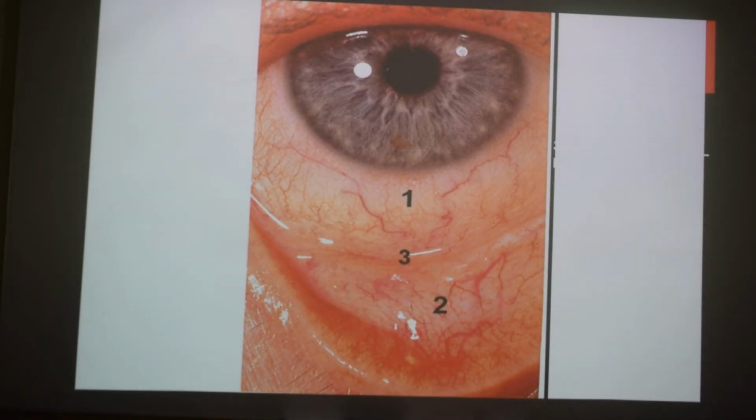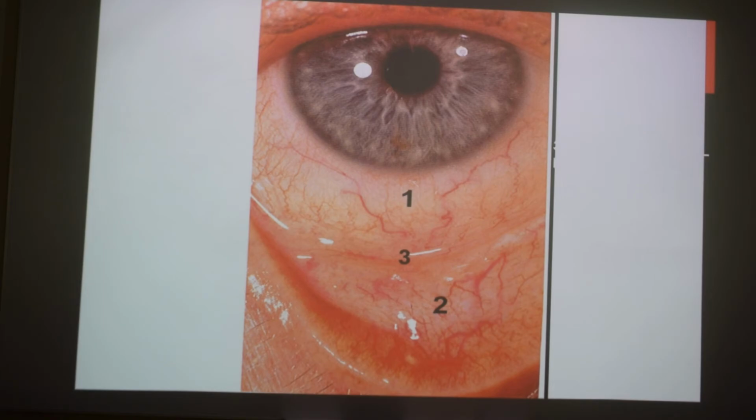Now we are going to look at the conjunctiva. So the parts of the conjunctiva, we said that conjunctiva is covering the external surface of the sclera. So this is the bulbar part of the conjunctiva, and this part is the inner aspect of the lid, which the conjunctiva is covering. So this is the palpebral part of the conjunctiva.